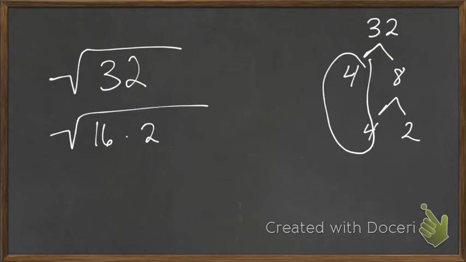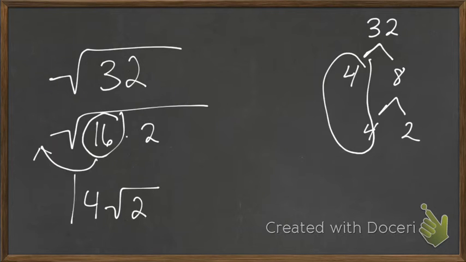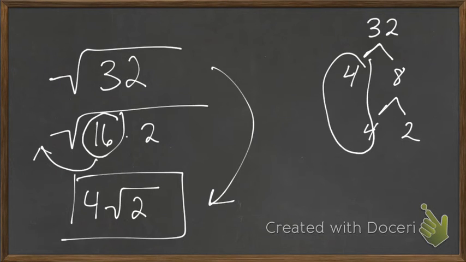Now, here's the reason why I'm trying to get that 16. It's because I can take the square root of that. So this, again, is just organization. I like to circle it. And that 16 says, hey, cash me outside as a 4. And here is my simplified square root. So 4 square roots of 2 is the square root of 32. It's just the simplified version.